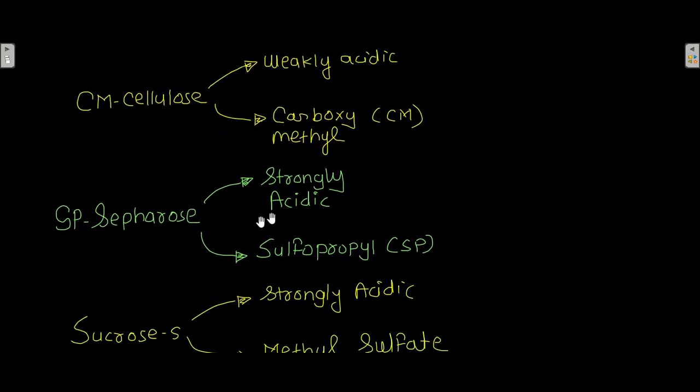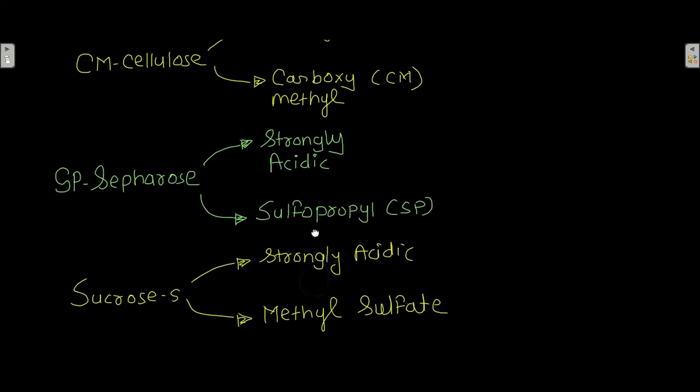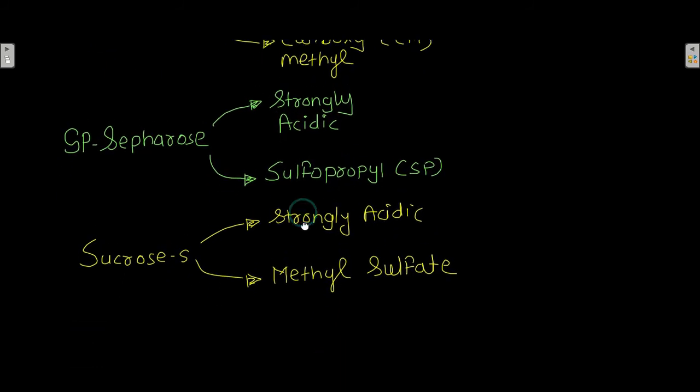Then SP Sepharose is a strongly acidic cation exchanger, and it has a sulfopropyl functional group. And at last we have this Source S cation exchanger, which is a strongly acidic cation exchanger, and it has methyl sulfate as its functional group.